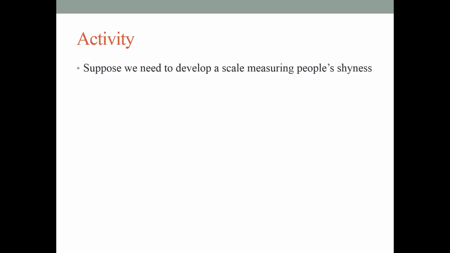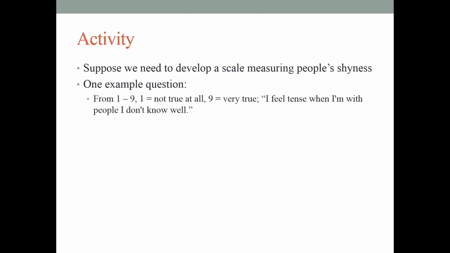First, when I give this face-to-face lecture, I'll give an activity. You can try it if you want. So suppose we need to develop a scale measuring people's shyness. One example question is, from 1 to 9, and remember, this is an interval question, which is a better question than yes or no, right? From 1 to 9, 1 means not true at all, 9 means very true. I feel tense when I'm with people I don't know well. Now, how much do you agree with that? So this is one potential question for measuring shyness, right? Now, if you want, you can think of 3 other questions.